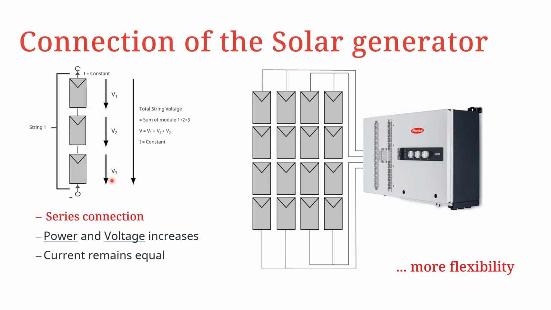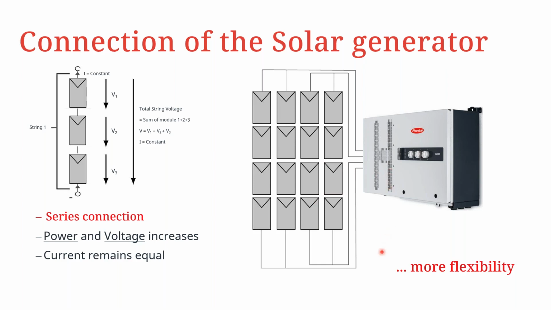Great. So also note that in this case, the current passing through the string will remain constant or equal. So therefore, power and voltage increases while current remains the same. This provides for more flexibility. As you can see, different strings can now be connected to our string-based inverter.